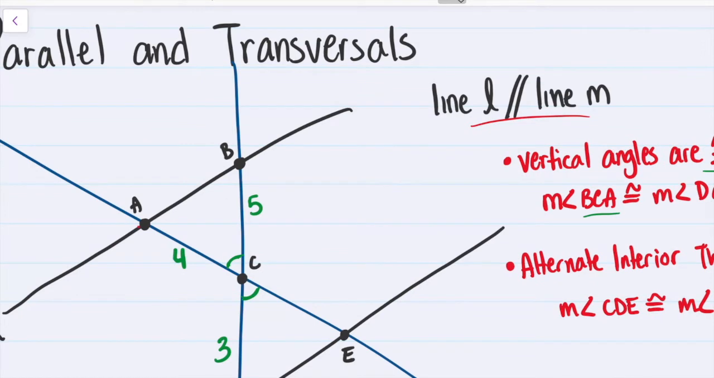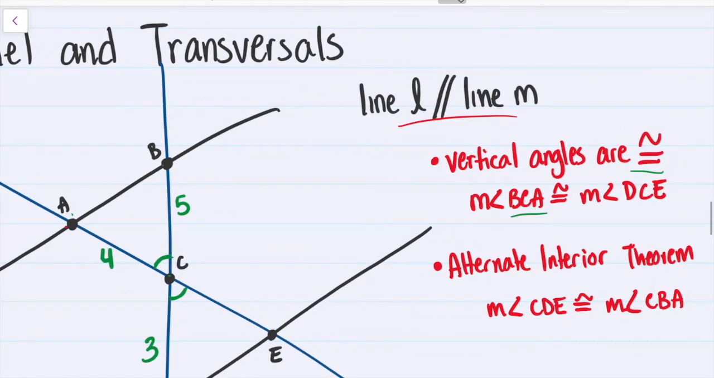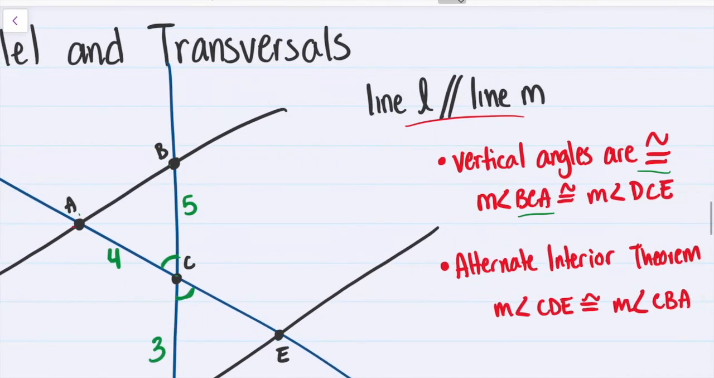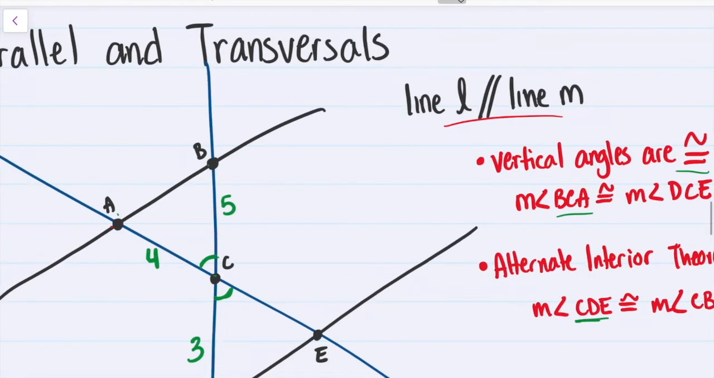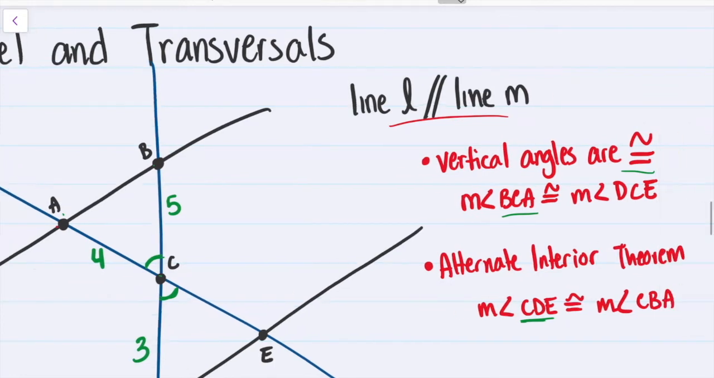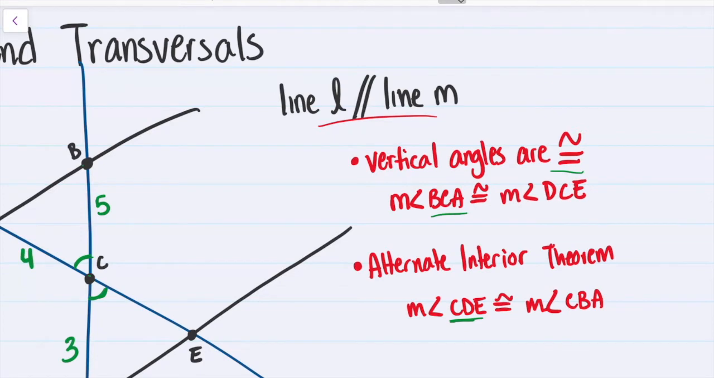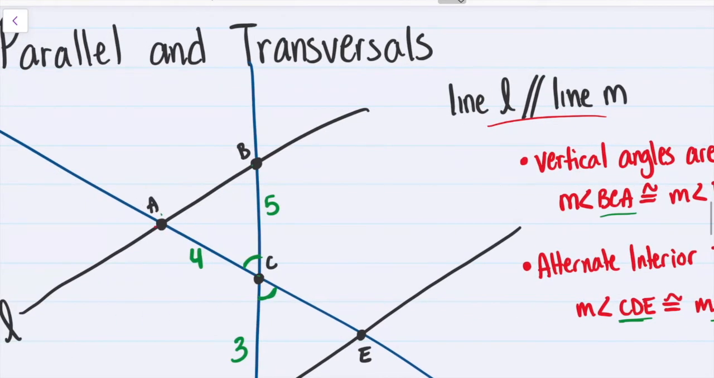Angle BCA, so this angle is congruent to DCE. So just what we were talking about. Now for the alternate interior theorem, we know that measure CDE, where's CDE? CDE right here. I'm going to put two dashes. That measure is congruent to CBA. So these two are congruent.